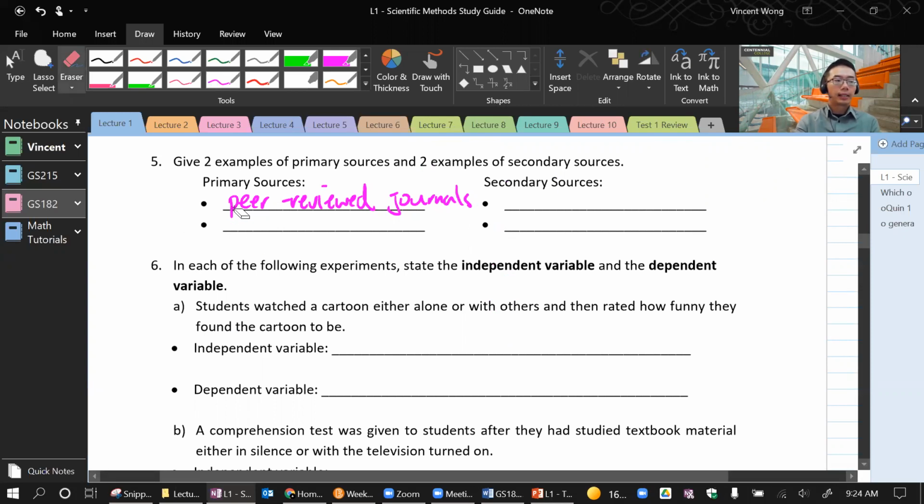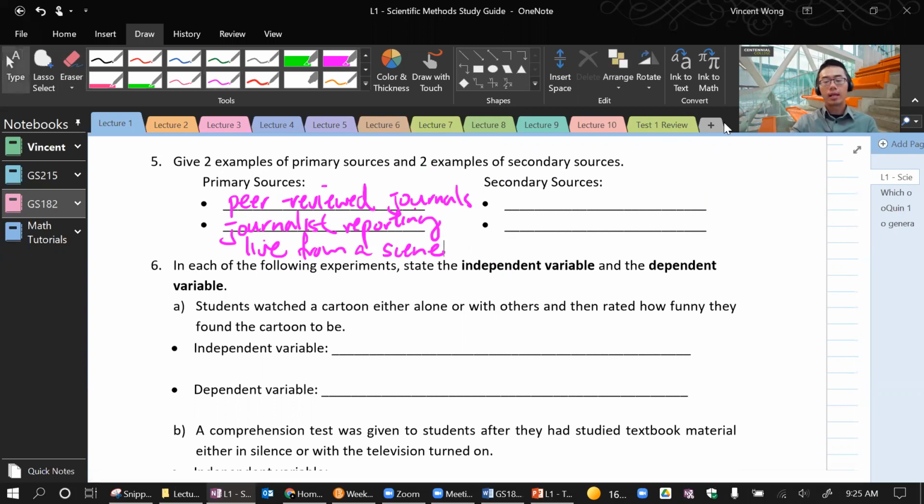Okay, another example of a primary source is a journalist reporting live from some kind of scene. Okay, so I remember seeing the tornado, right, that happened in Barrie. There were people reporting live, so that would be an example of a primary source. Okay, they are the first person there, and they're reporting directly from the scene. That is a primary source.